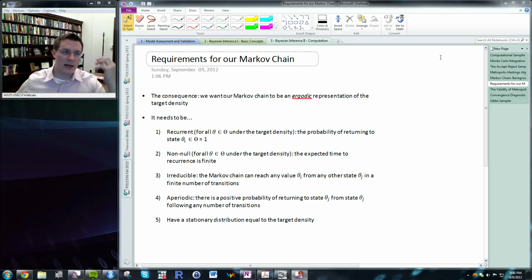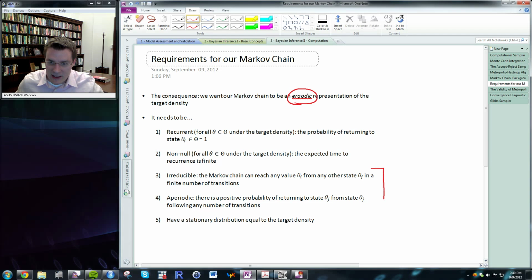So what do we want out of our Markov chain that's produced by our Metropolis Hastings algorithm? In technical terms, we want our Markov chain to be an ergodic representation of the target density. What does that mean? Well, that means the following 5 things. First of all, these two constitute an ergodic Markov chain. These properties are about ensuring that it's an ergodic representation of the target density.